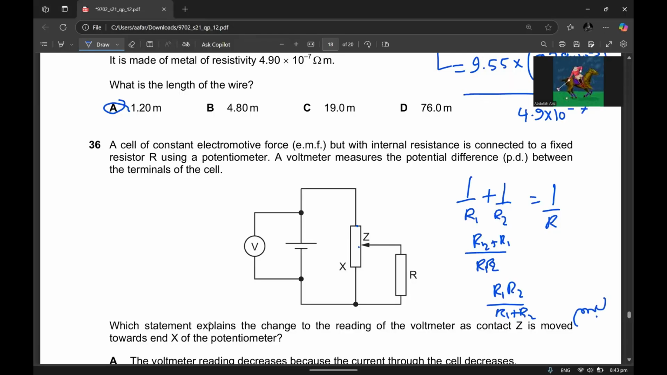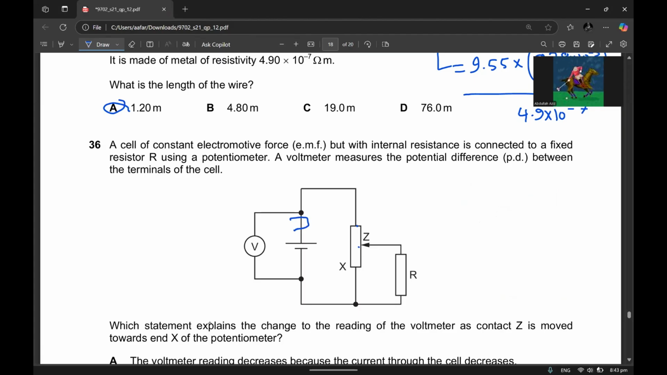Okay, so basically, the potentiometer. First, there's internal resistance. I forgot there was internal resistance. When there's internal resistance, we know that the EMF is equal to the terminal potential difference plus the internal resistance term. So the terminal potential difference is equal to EMF minus Ir, where r is the internal resistance.